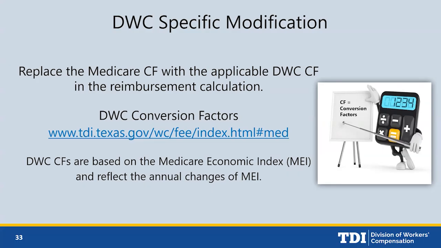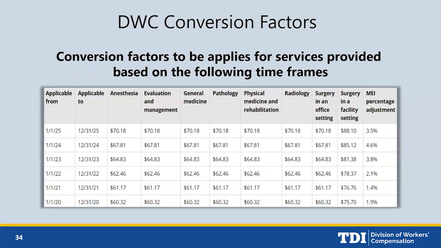So Medicare has a different conversion factor. Ever since we came up with conversion factors, ours are greater than the Medicare conversion factor, and it reflects the changes each year. So for 2025, if you went to C on our A through Z and went to C for conversion factors, you're going to see this table. I just grabbed the screenshot here.